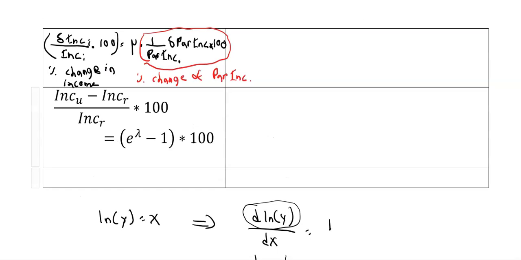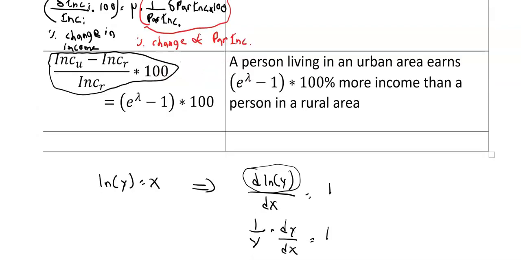So our interpretation is how much more urban income is than rural income in percentage form. Let's say that a person living in an urban area earns e to the power lambda minus 1 times 100 percent more income, or less income, than a person living in a rural area.